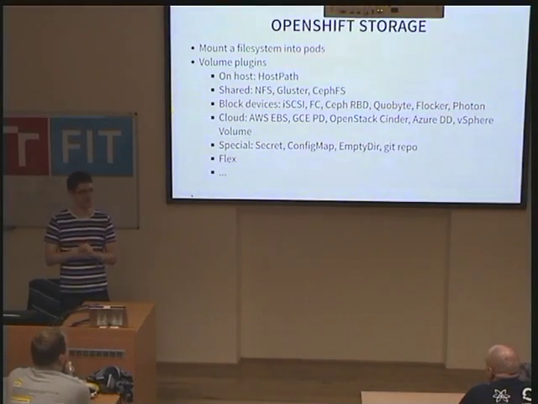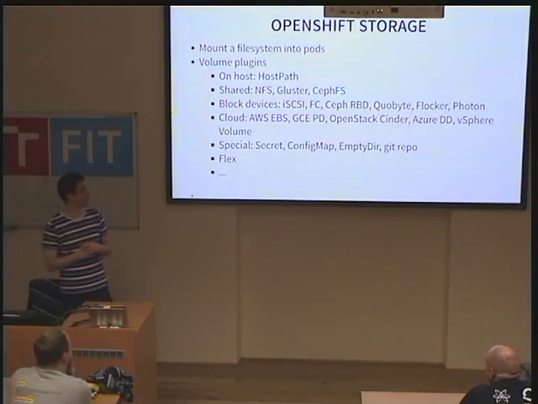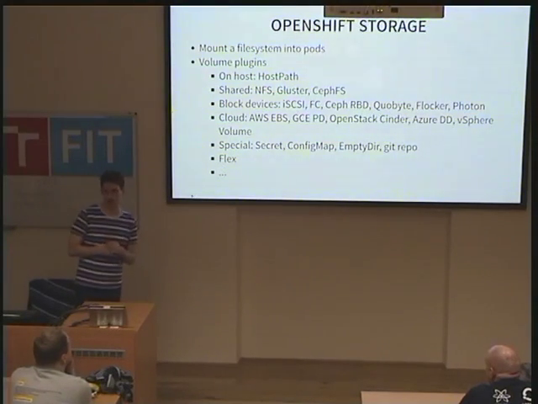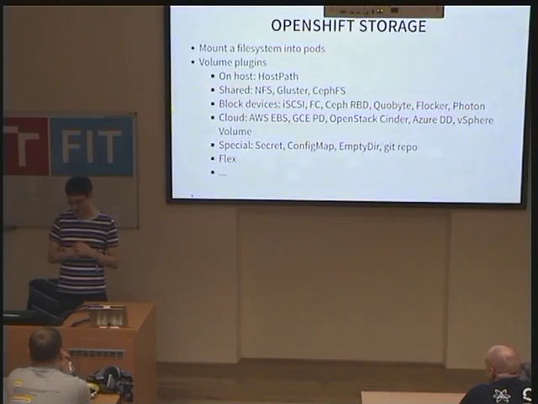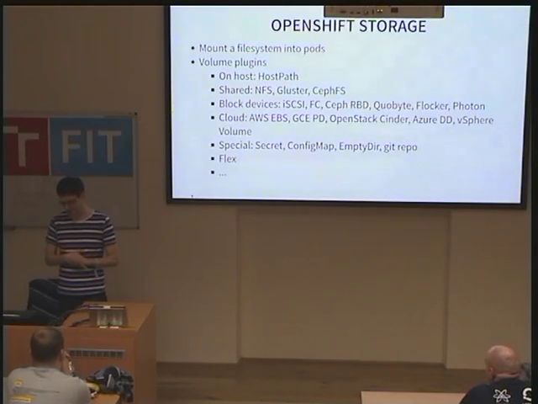If you don't know what it is, Quobyte and Flocker are new startups in Silicon Valley. Photon is something vSphere invented. And we can mount storage from cloud. If you run your OpenShift on Amazon, you can use AWS Elastic Block Storage, I think it's called, EBS. If you run on Google Compute Engine, you can mount persistent disk, you can mount native OpenStack storage, native Azure storage, native vSphere storage, and so on.